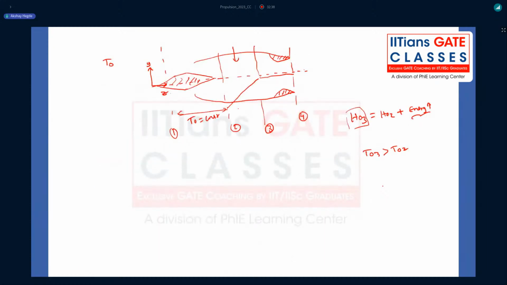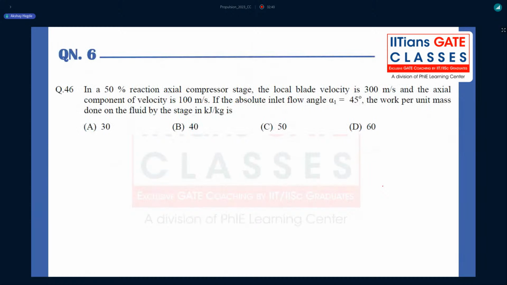Okay then. So let us move on to the next question. It is a 2-mark question. In a 50% reaction axial compressor stage, the local blade velocity is 300 meter per second and the axial component of velocity is 100 meter per second. If the absolute inlet flow angle alpha 1 is 45 degree, the work per unit mass done on the fluid by the stage in kilojoules per kg is. Very crystal clear question, so no need to worry about too many things here. Everything you need to calculate is given.